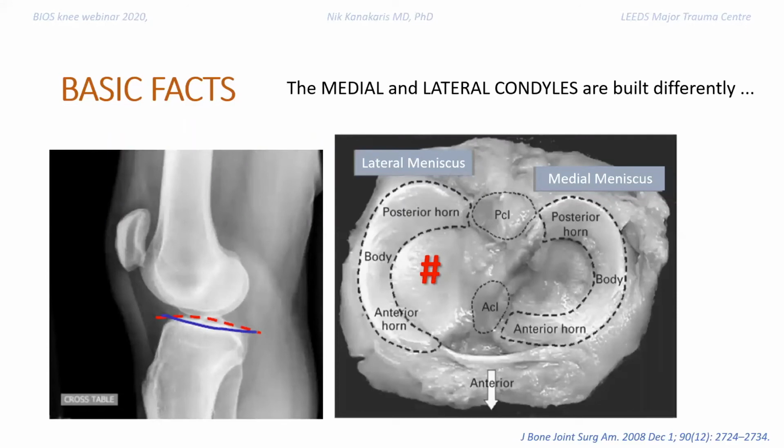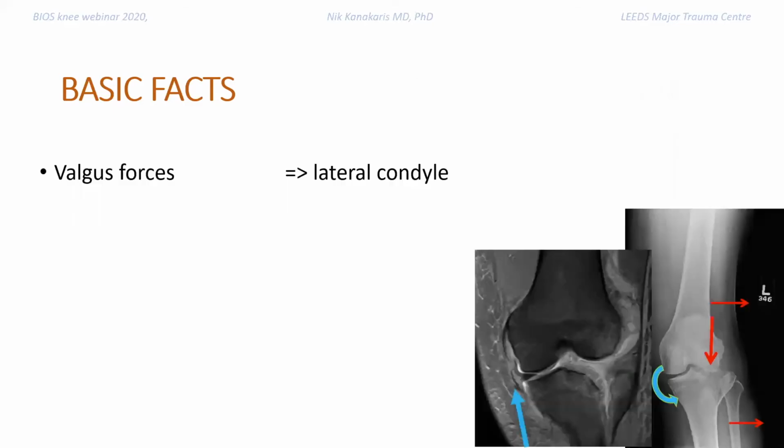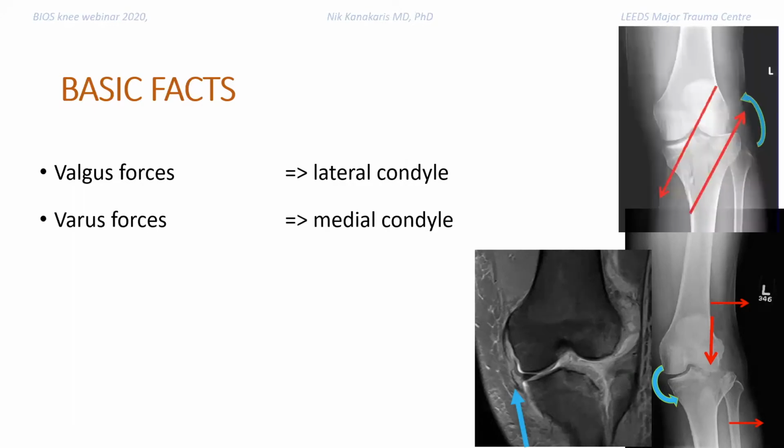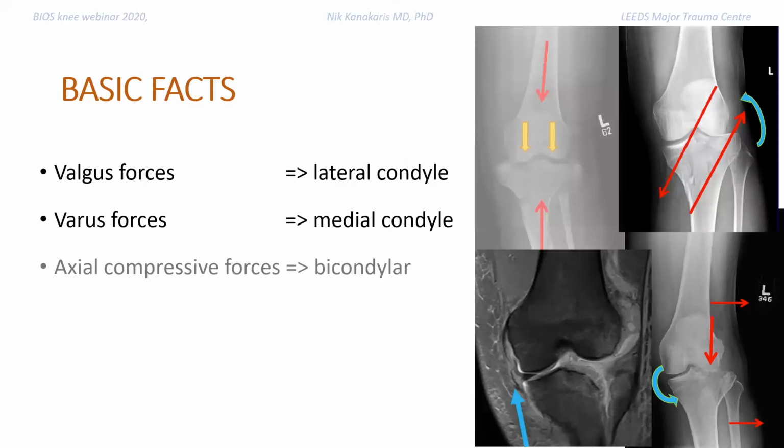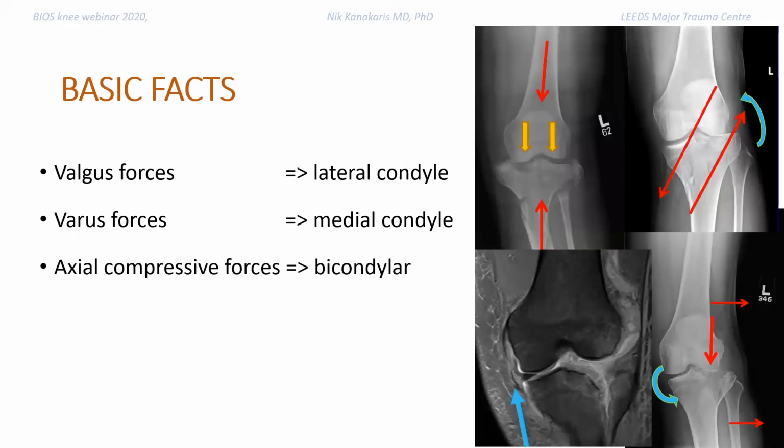The anatomy dictates usually how things evolve. The lateral plateau is a bit more prominent, a bit wider, a bit less covered by the meniscus. Obviously, this explains why they are more frequently injured, with valgus forces that lead to the crush and depression and split usually of the lateral plateau. Varus forces produce a similar phenomenon to the medial plateau, whilst axial compressive forces lead to injuries of both condyles. And we can have, of course, combination of forces.